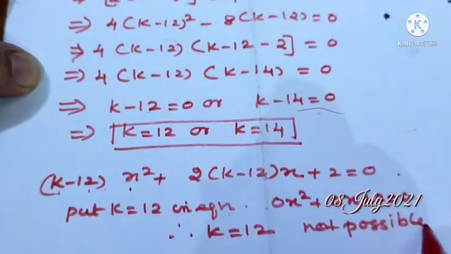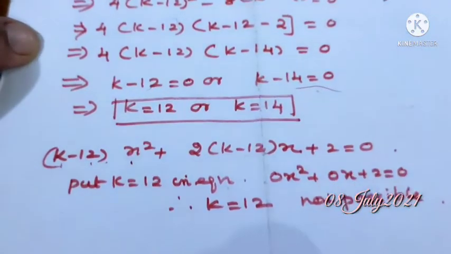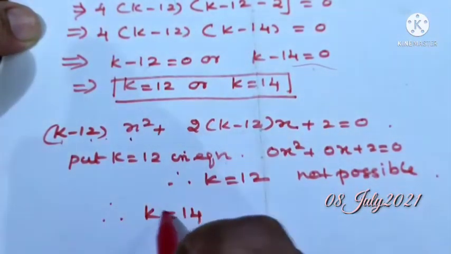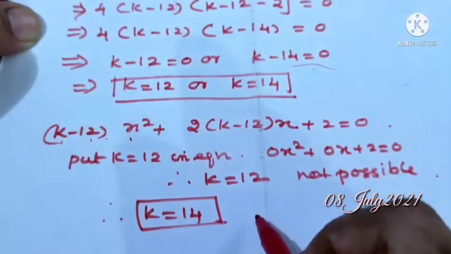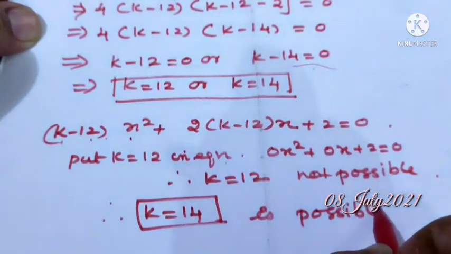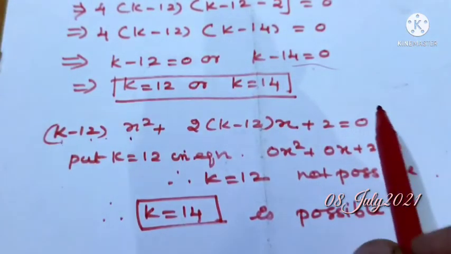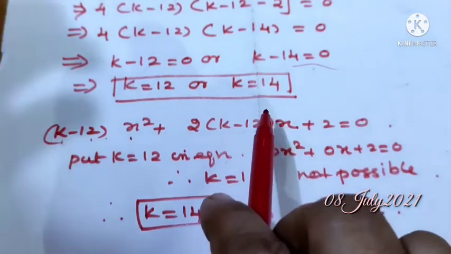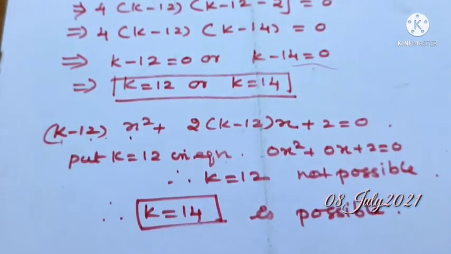So which value is only possible? k equal to 14. Therefore k equal to 14 is possible. Actually, for a quadratic equation we should get two values, but here it's a value we are finding for k only. After getting the values of k, we should put and verify whether it is applicable or not.